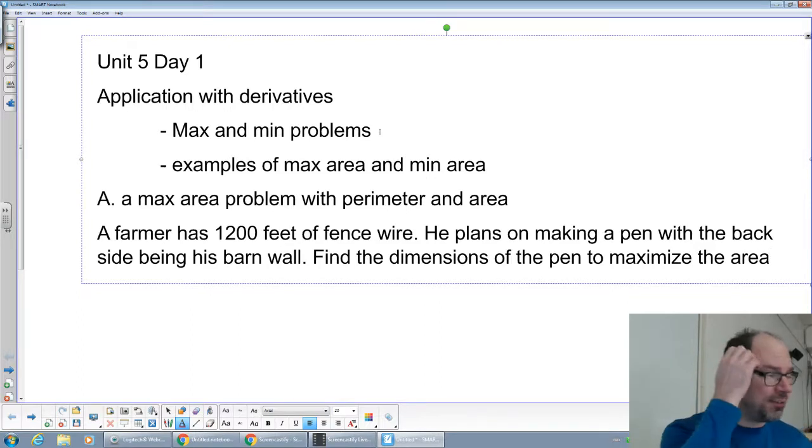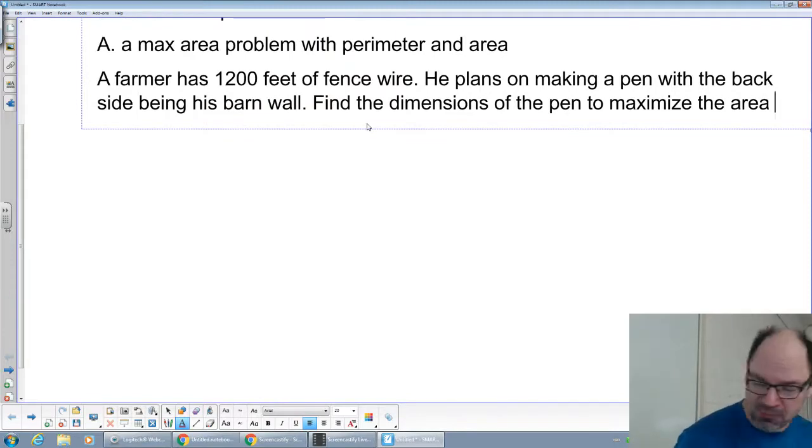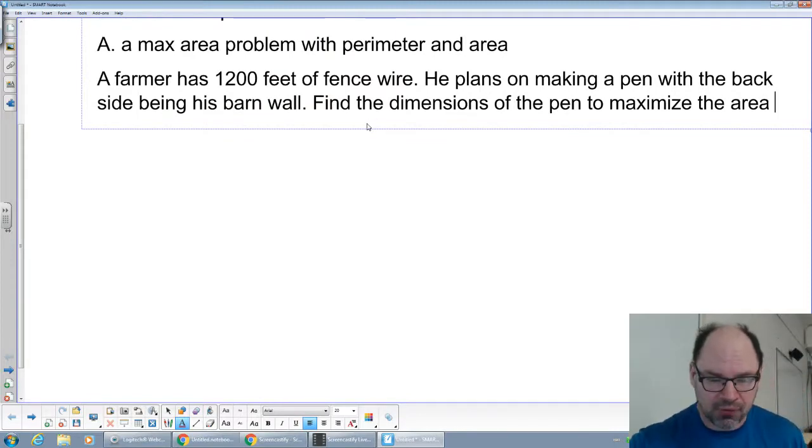Tomorrow we'll do another similar example like this that'll deal with cost, but not today. We'll just do the basic area type one here. So first thing we have to do is do a little sketch. So I'm going to take out my marker here and we'll do a little sketch.